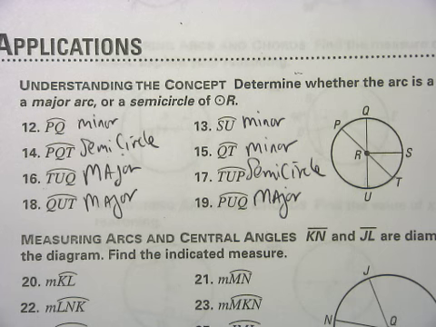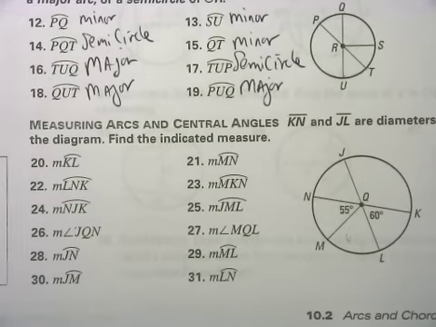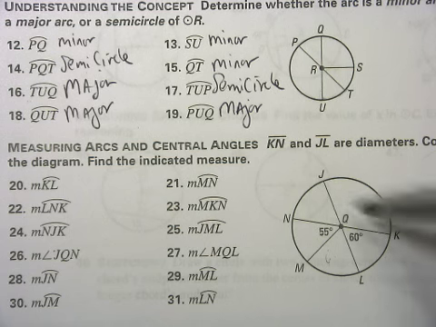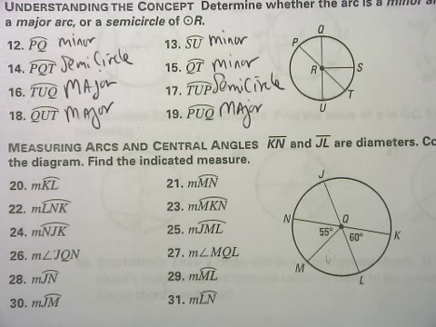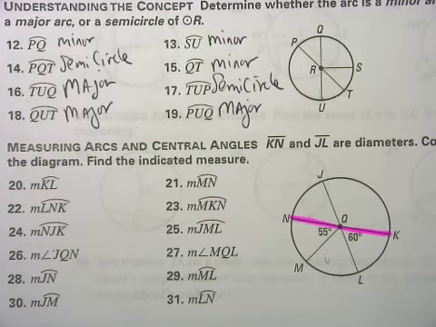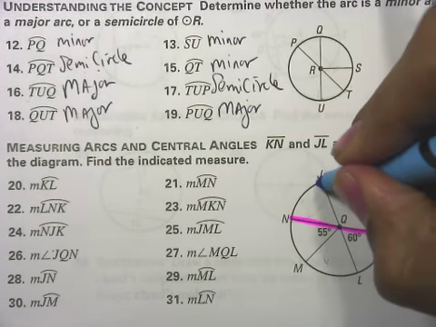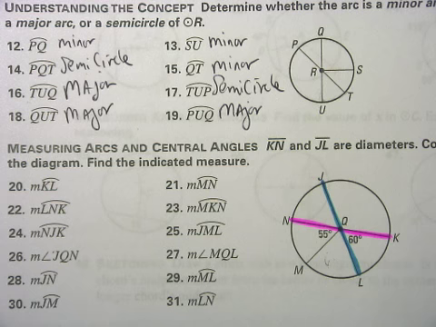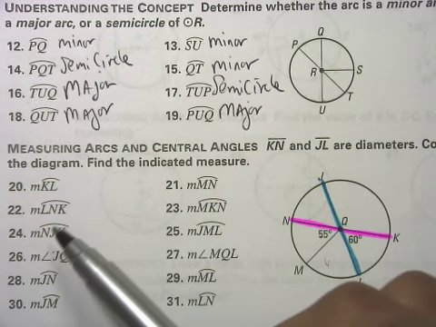Let's take a look at questions number 20 through 31. Now they're asking us to find the measure of the arcs. And they tell us in the instructions that KN and JL are diameters. So I know that K to N is a diameter here, so that I'm not confused, let me put that in pink there. There is one diameter. And they also tell me that JL is also a diameter. Are there any other diameters in the picture? I currently do not see any.